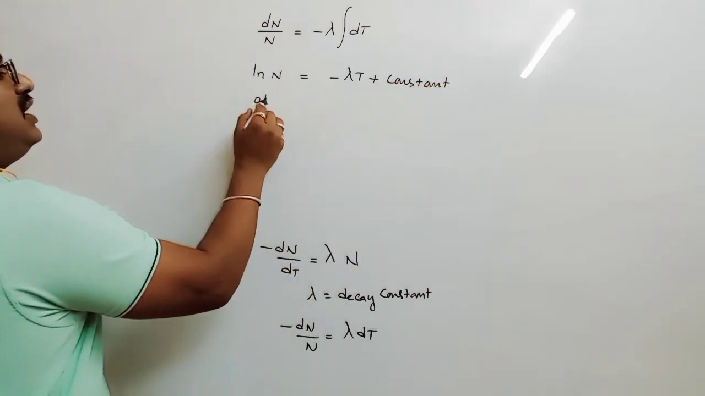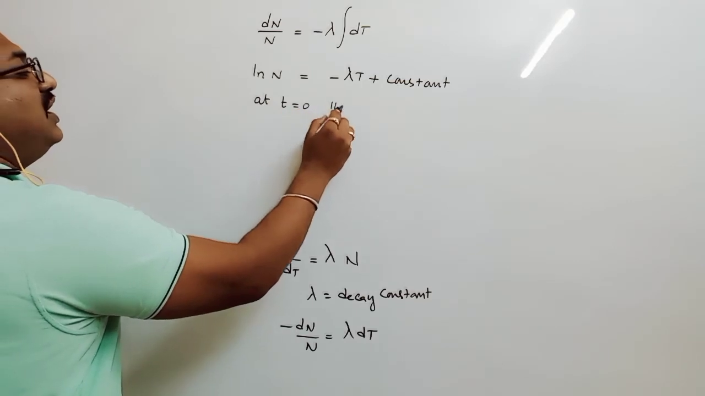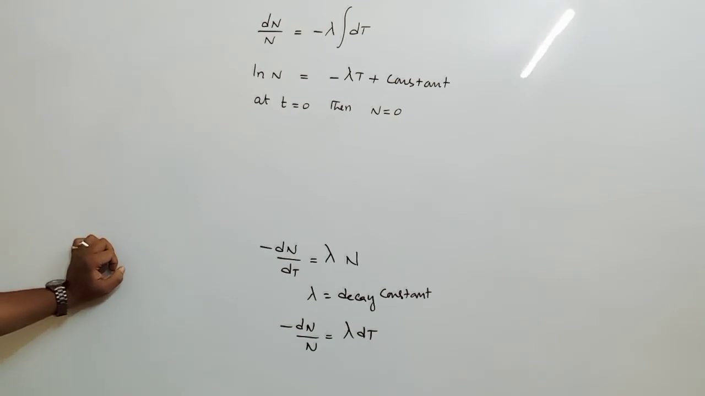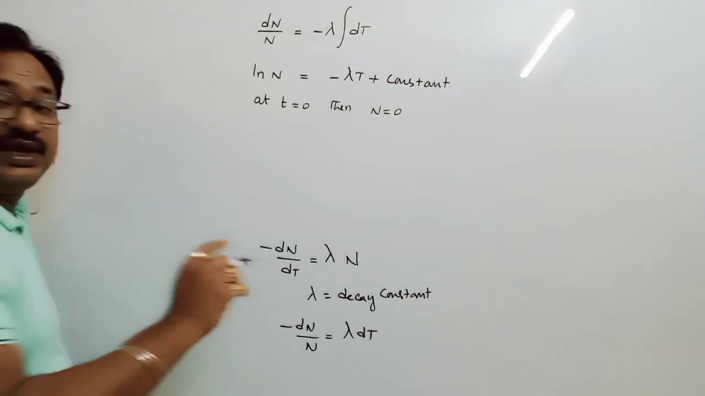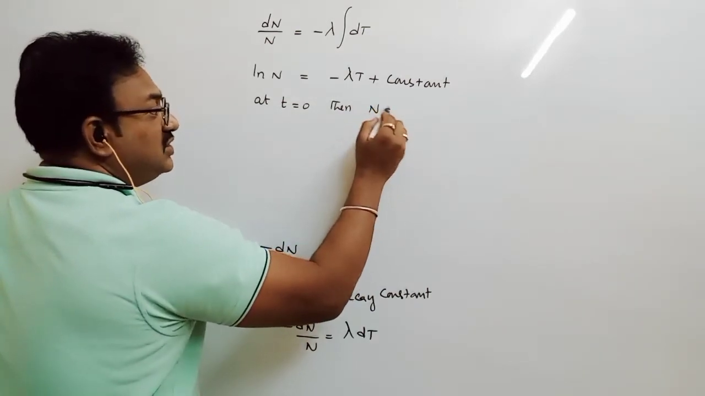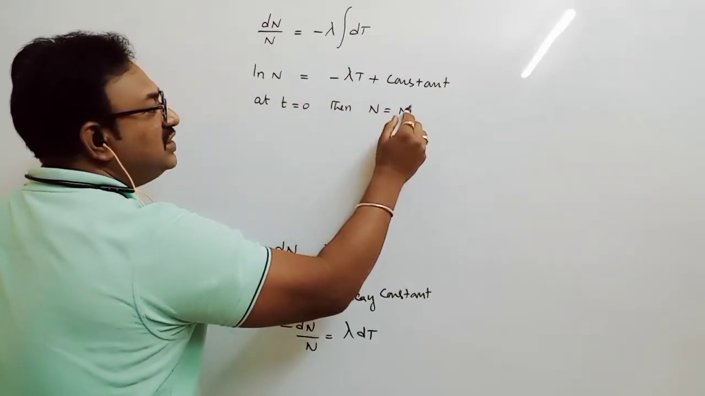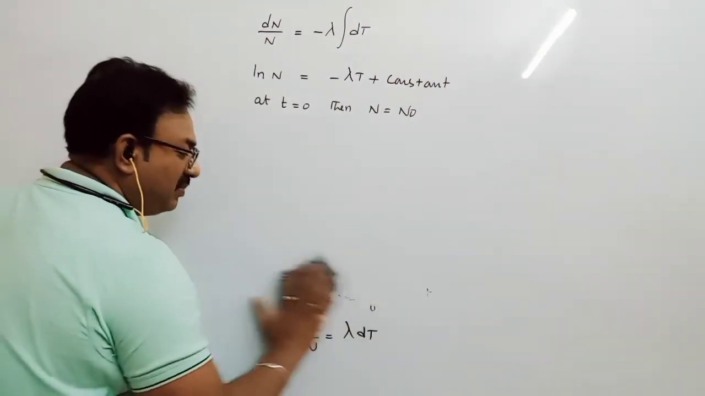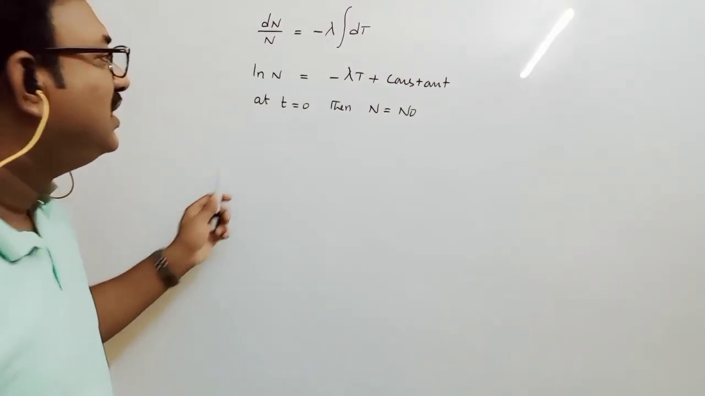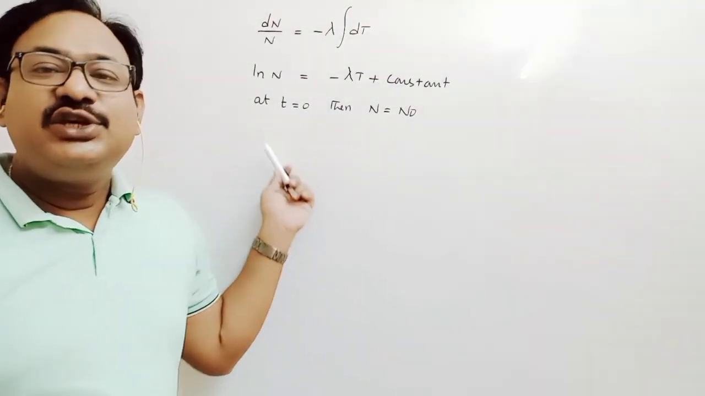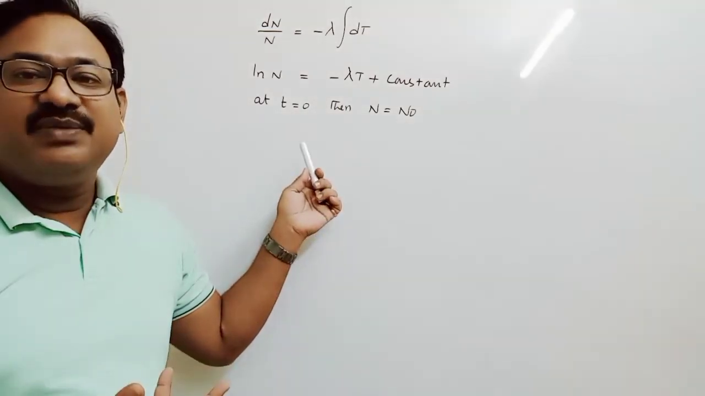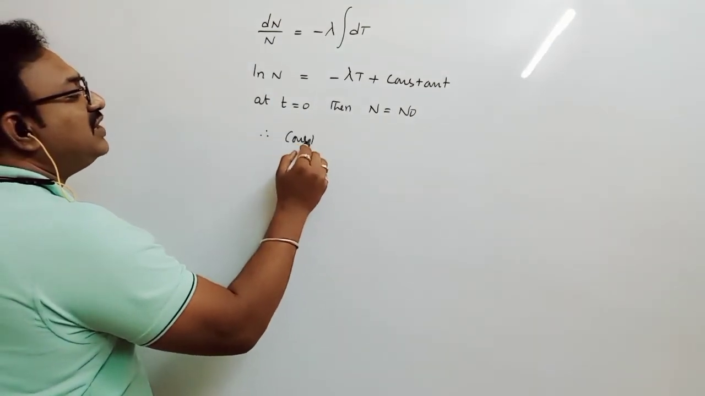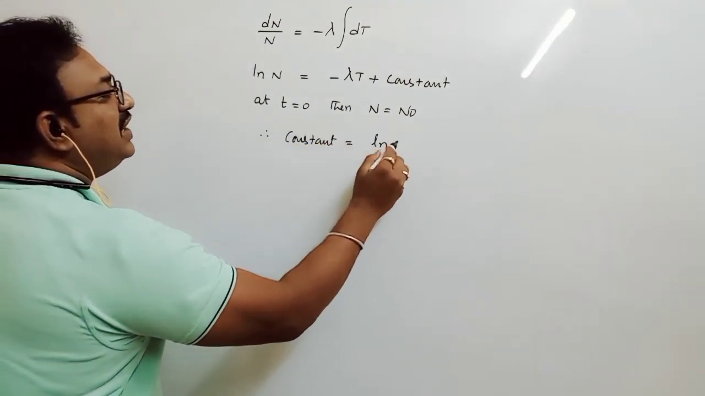Now at t equal to 0, then N equal to 0? No, that is not right. At t equal to 0, it is the initial concentration, so in place of N you can write N naught. What I wrote earlier as zero is not correct. If t is equal to 0, the initial step, the concentration of A will be the initial, that is N naught. So therefore the constant is equal to ln N naught.